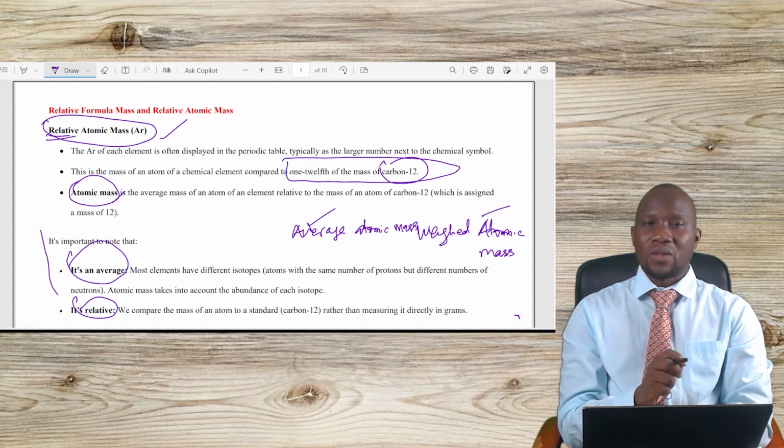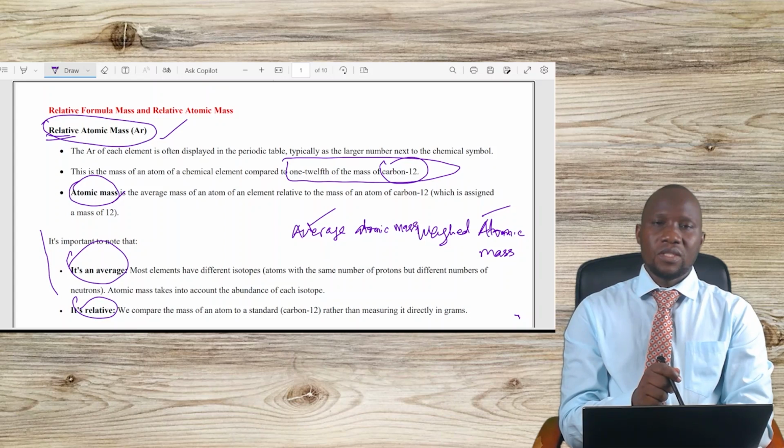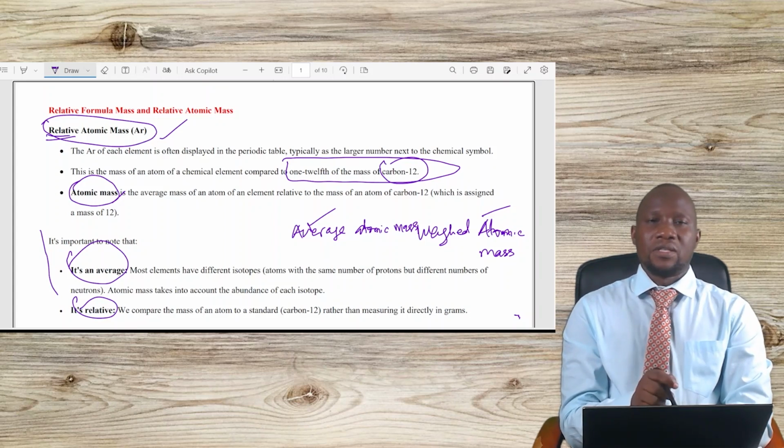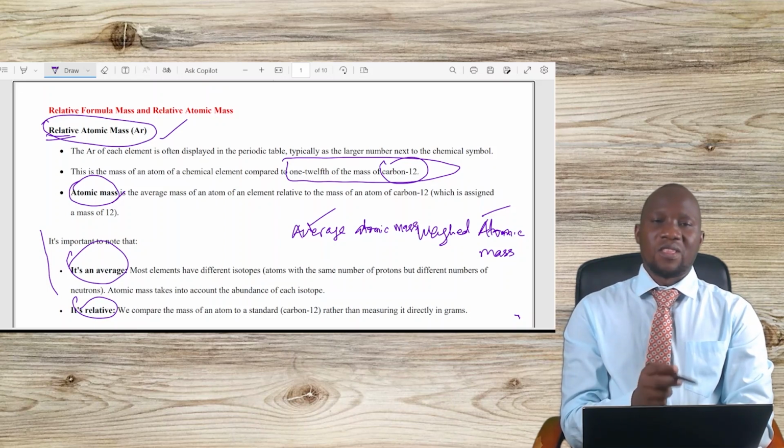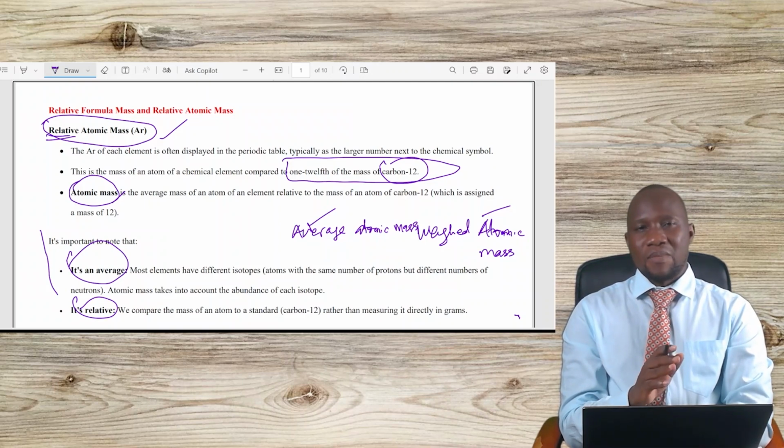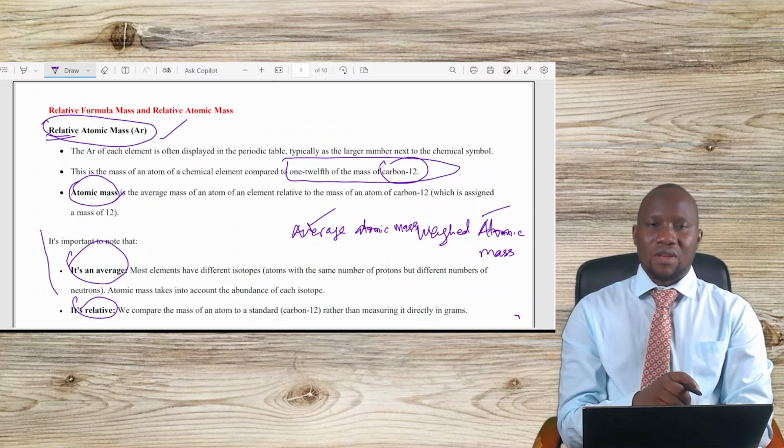But all these atoms belong to the same element. So that means that you can have an element that has several types of atoms, known as isotopes. The isotopes are the atoms of the same element that have the same atomic number but different numbers of neutrons, and therefore they have different mass numbers. Remember, the mass number is the number of protons and neutrons in the nucleus of an atom. Okay, I hope that is clear.